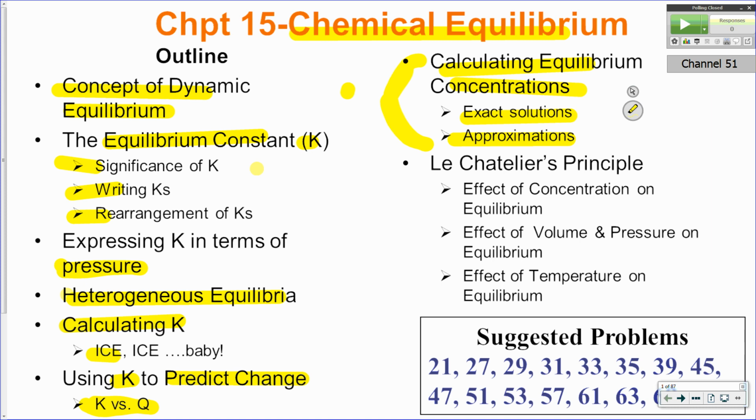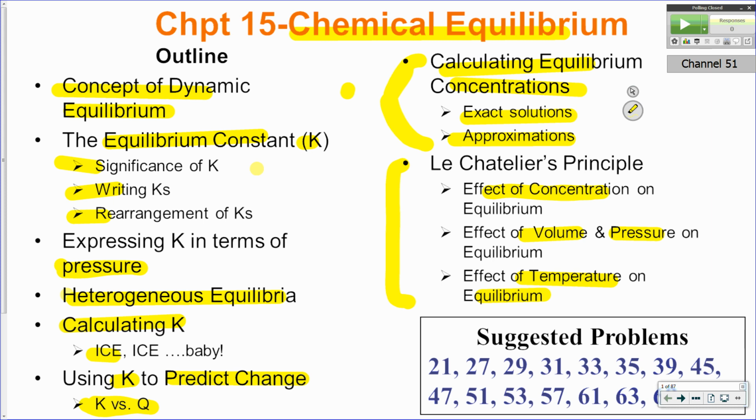Then the last part of the chapter is the influence of change, and that's covered by something called Le Chatelier's principle. It looks at what happens when you change concentrations. How does an equilibrium shift? If it's got a gas, what happens when you change pressure and volume? And then finally, what happens if we influence the temperature?